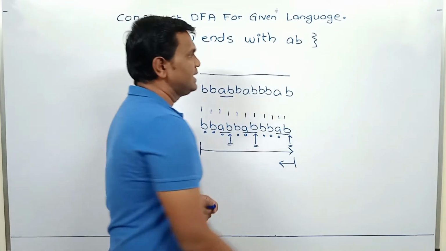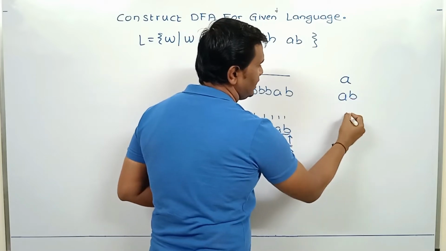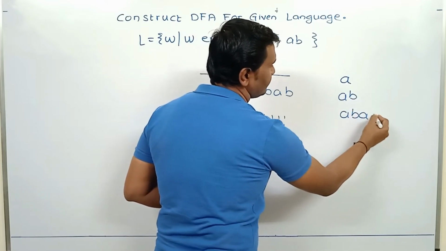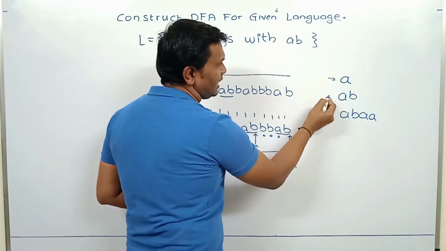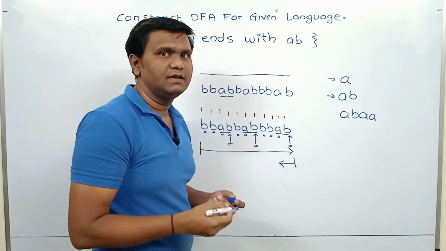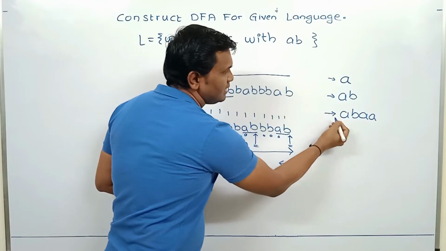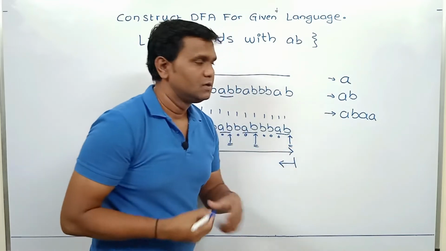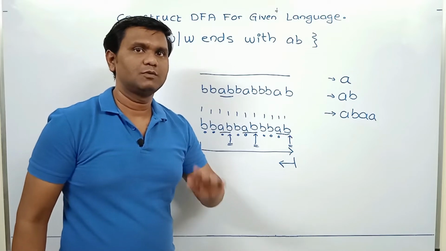Now we are going to design a DFA for W ends with A, W ends with AB, and W ends with ABAA. For the ends with part, here the length is 1, here the length is 2. So for these two cases, designing the DFA is relatively simple. Here for the ends with part, the length is 4. So for this case, we have to develop proper logic and a proper procedure.